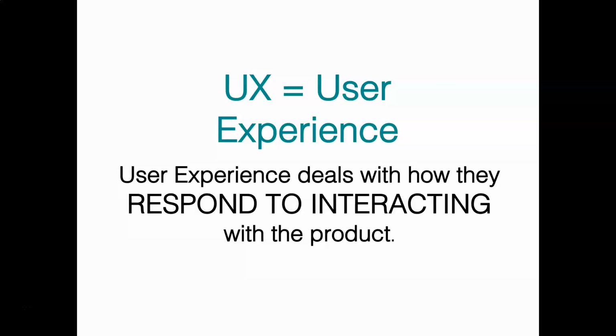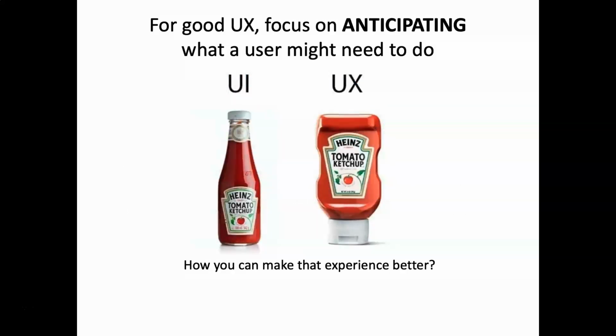So with that in mind, the user experience people thought, let's focus on anticipating what a user might need to do with this and how can we make that better. So what did they do? First of all, they solved the gravity issue by turning the entire bottle upside down so that the ketchup is always ready and there's no pounding it to come out.